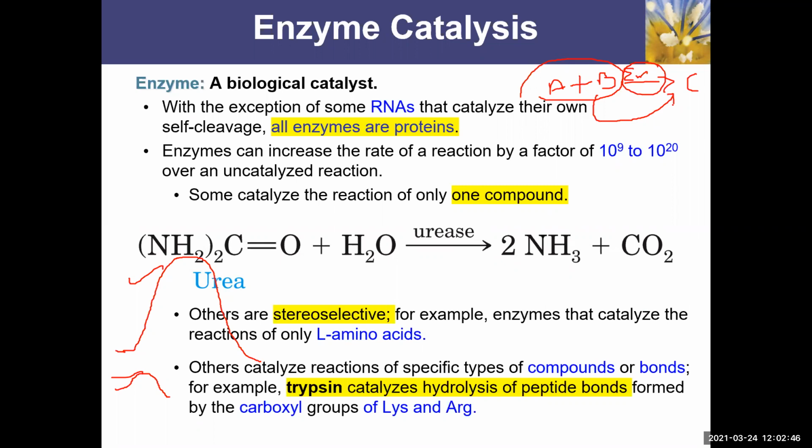And that environment is created by the enzymes. The least amount of energy will be required to convert A plus B into C when we use the enzyme. Very little energy will be required. That is basically the effect of the enzymes.